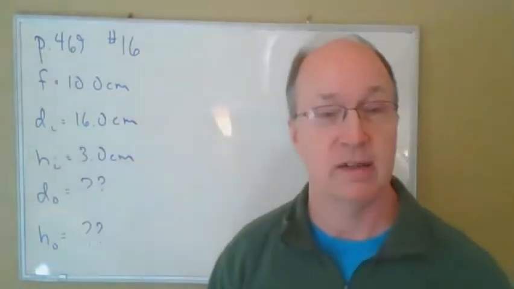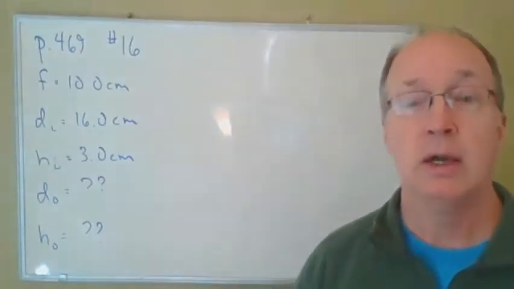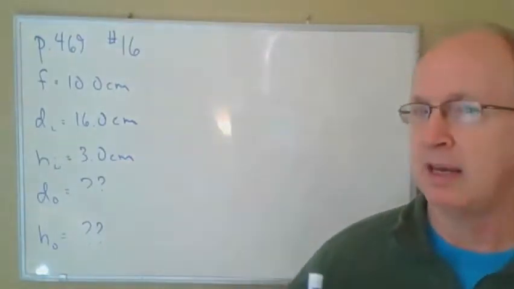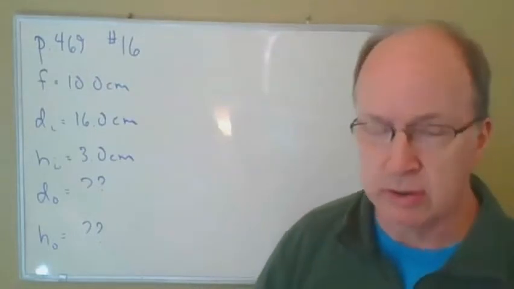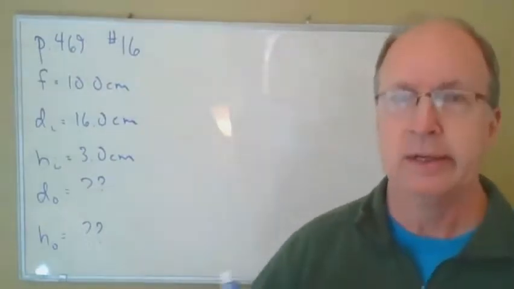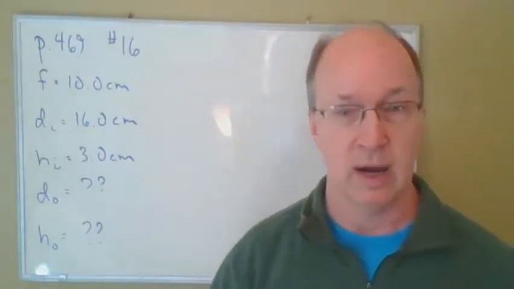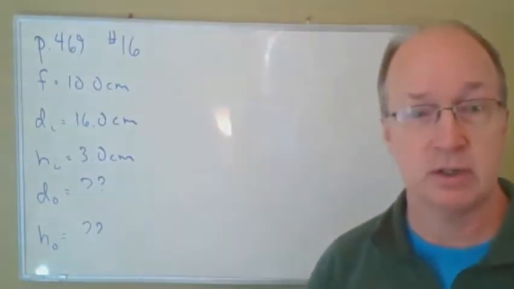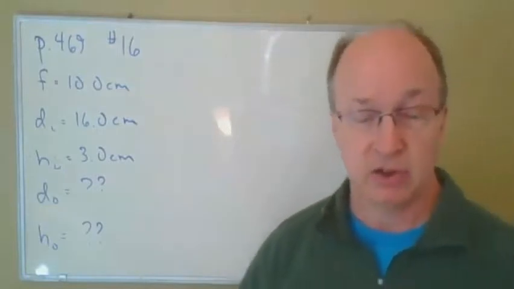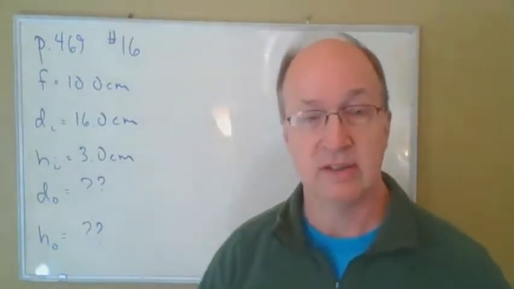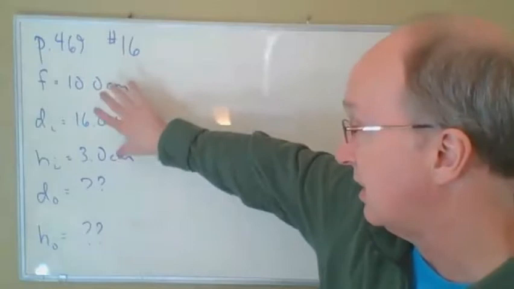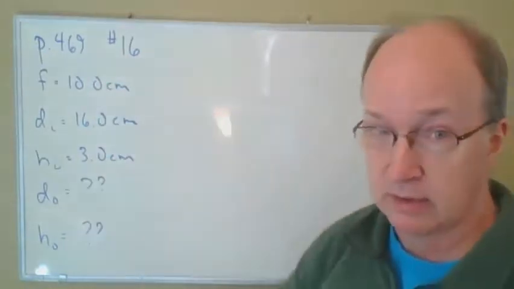What it asks you to find in this problem is DO, the object distance, or I think maybe they describe it as the object position or where is the object. That's all the same thing, right? They're asking about DO, what we call the object distance, the distance from the object to the mirror, and the HO, the height of the object. What is the size of the object? So if we know these three things, how do we find these two things?